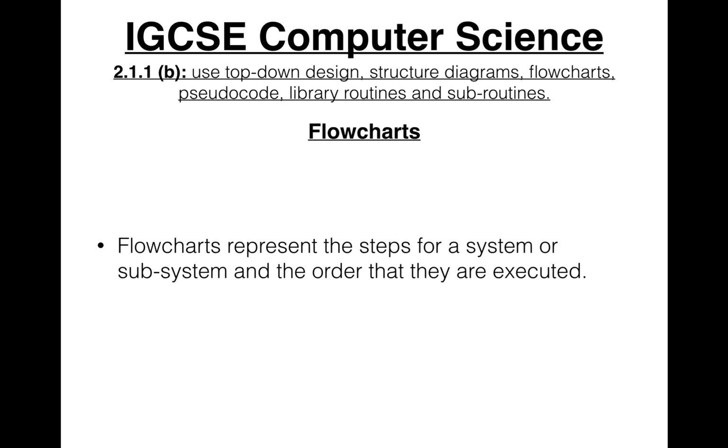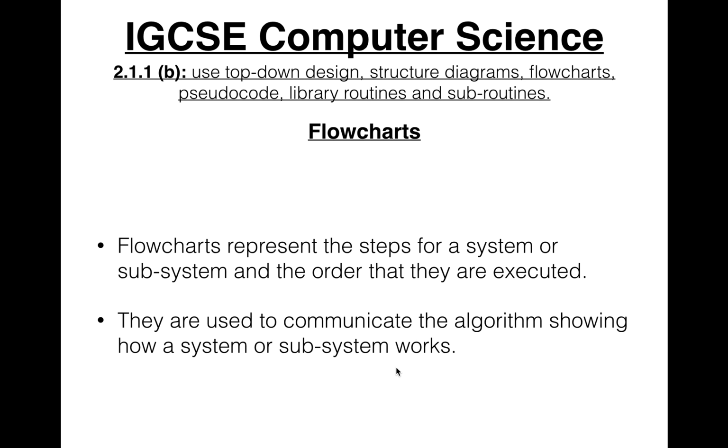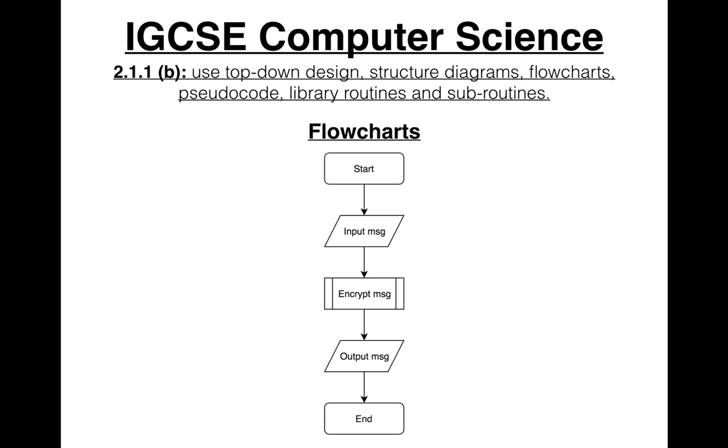A flowchart is used to represent the steps for a system or subsystem, in the order that they are executed. They're used to communicate the algorithm, showing how a system or subsystem works. They're usually used in the planning process when you're making a huge program. You could use a flowchart to represent systems or subsystems, to make it easier to understand what you're doing, and for other people to understand what you're doing as well.